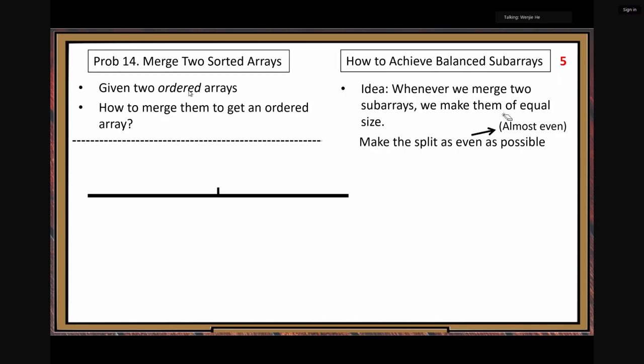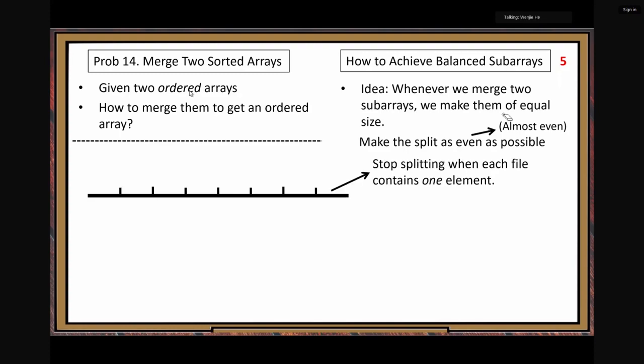Then conquer, we do the recursive function call. When you do the recursive function call, you treat each subarray as the original array. Then you do the same thing again. Each subarray, you do another round of divide and conquer. In the second round, you still split in the middle of the current subarray, and keep doing things again and again.